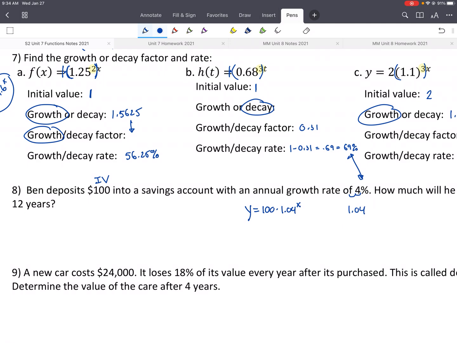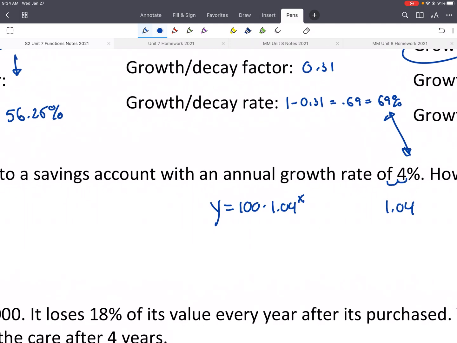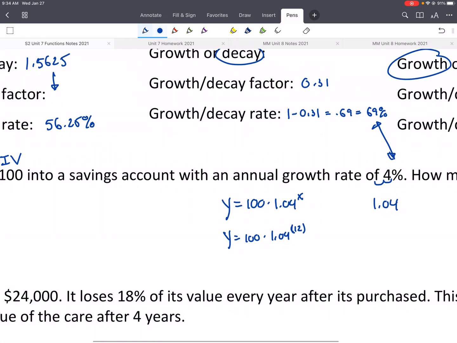And then we have our x. Okay. If we want to evaluate that, we would just do 100 times 1.04 to the 12, because that's how many years we want to do it for. So we'll do 100 times 1.04 to the 12th, and you should end up getting something like $160.